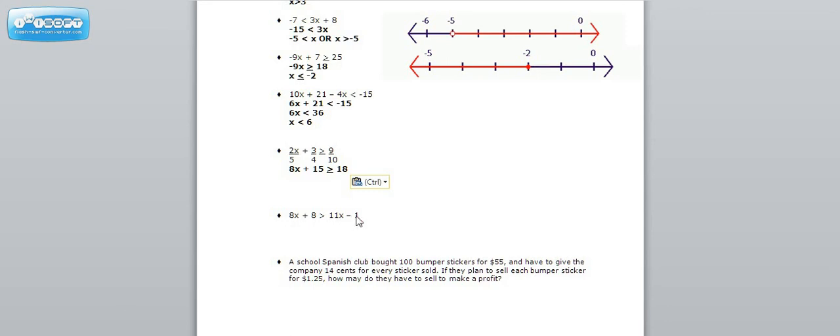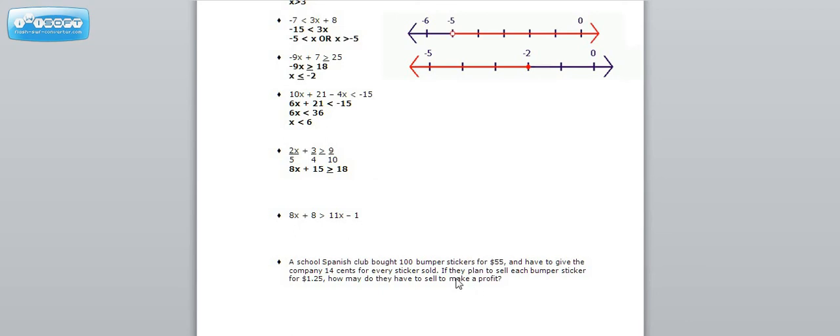Don't let this last one be any more difficult. I just need to get the 11x off of this side and combine them over here. I need to get this positive 8 over here and get him so that he's with this negative 1 over here. And then the key is, anywhere do you divide or multiply by a negative number? If you do, then you change your sign. If you don't, your sign stays the same. And then graph your number line.